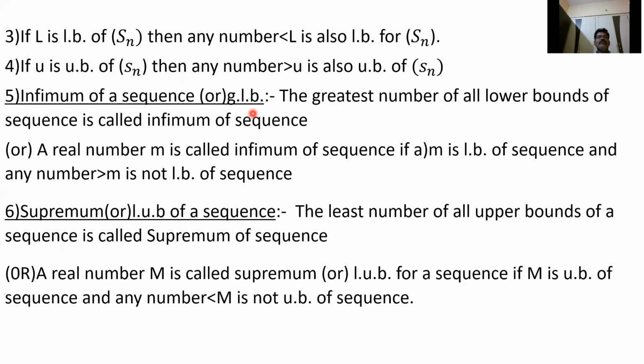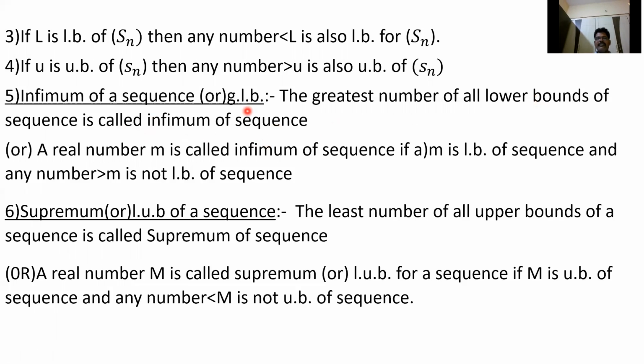The greatest number of all lower bounds of a set S is called the infimum of a set. Similarly, we can define the greatest number of all lower bounds of a sequence as the infimum of the sequence. We take all the lower bounds of the sequence, and the greatest number among them is called the infimum, or the greatest lower bound, GLB.